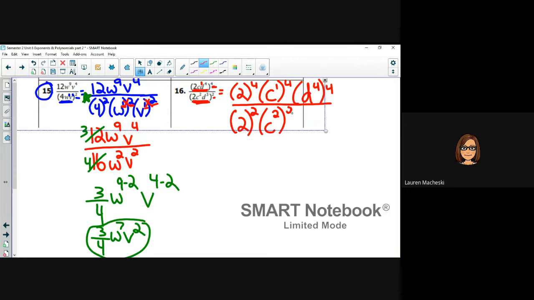So this is just me showing my work so I don't make any silly mistakes. All right, now I'm going to finish cleaning up that numerator. So 2 to the 4th power. What's that? 2 times 2 times 2 times 2. 2 times 2 is 4. 4 times 2 is 8. 8 times 2 is 16.